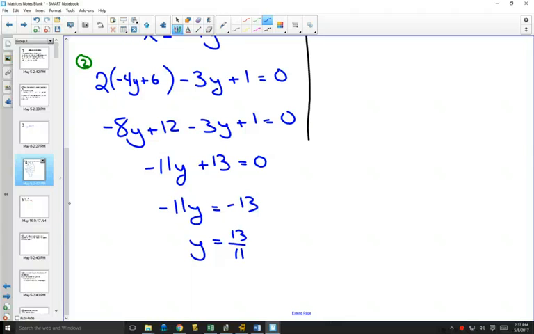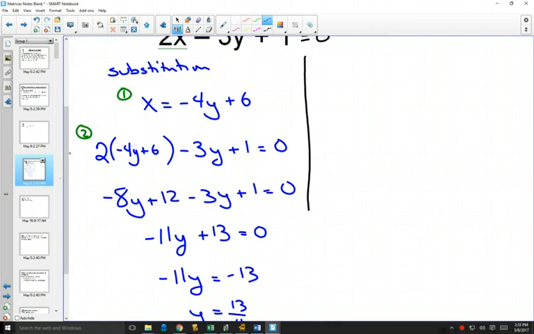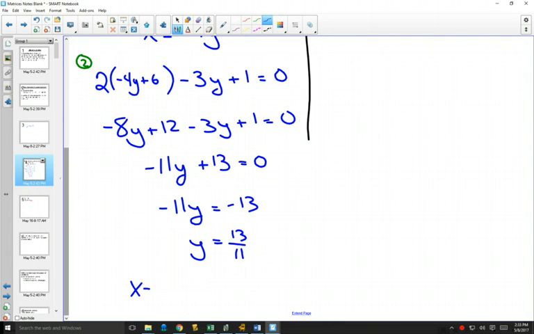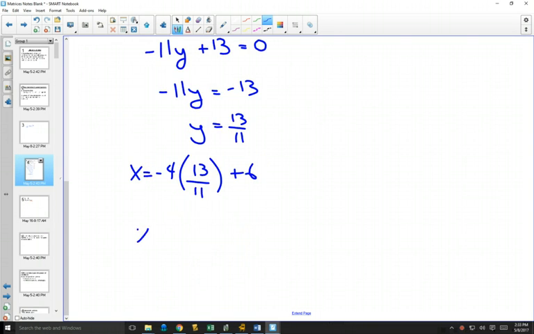Now that you've got y, you can plug that back into either equation. I would probably choose plugging it back into equation 1 to find out x. Now x is equal to negative 4y plus 6. Solving for this, we're going to get negative 52 over 11, get a common denominator, plus 66 over 11, and x is equal to 14 over 11. Also another nice number. That's 1.27 repeated. Yes?